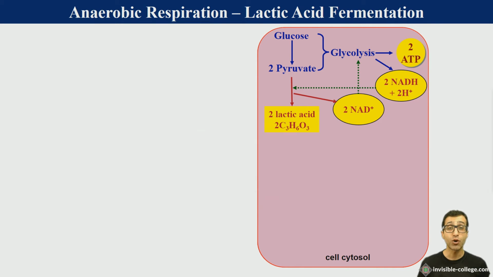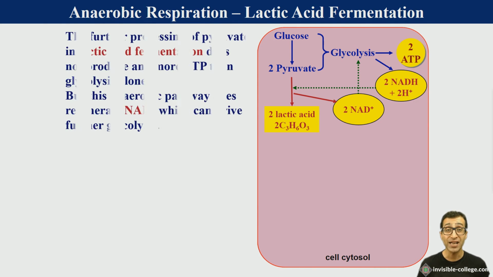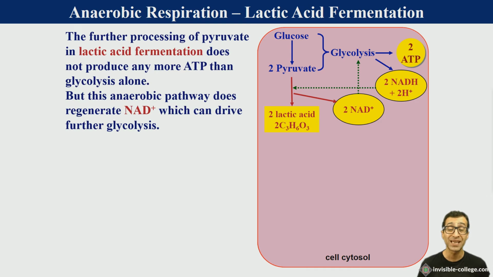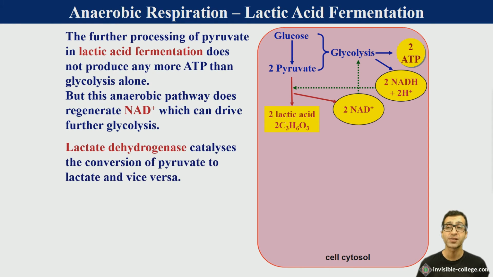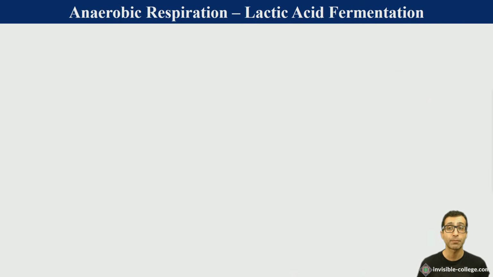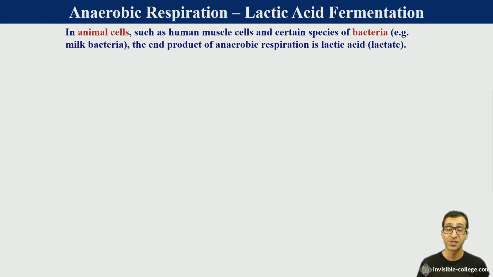So the further processing of pyruvate in lactic acid fermentation does not actually produce any more ATP than glycolysis alone. However, this anaerobic pathway does regenerate NAD+, which can then drive further glycolysis. Now the enzyme lactate dehydrogenase will then catalyze that production. So in animal cells, such as human muscle cells and certain species of bacteria, the end product, as we said before, is lactate or lactic acid.